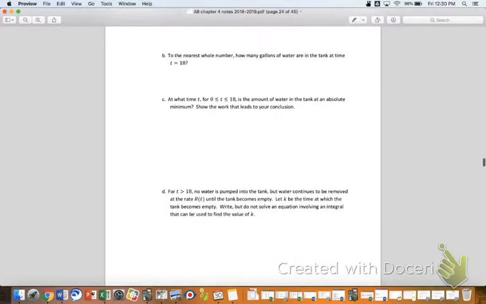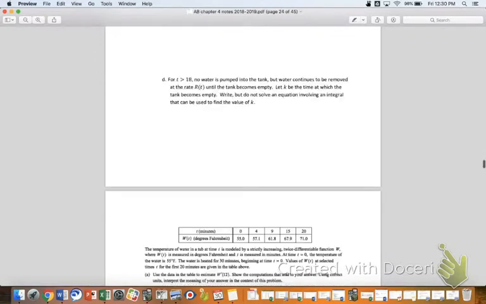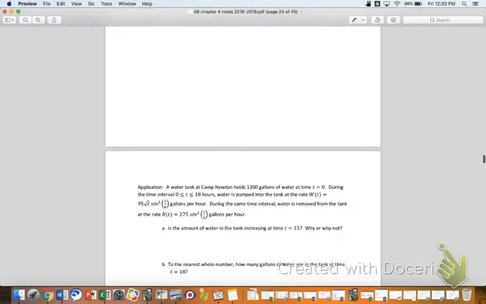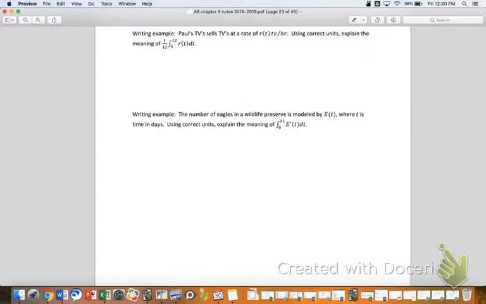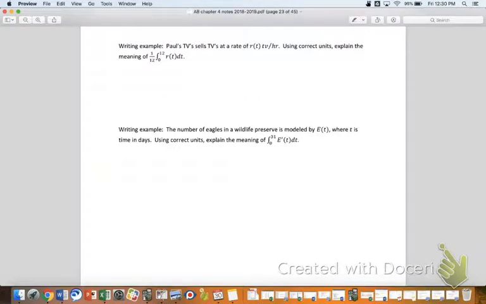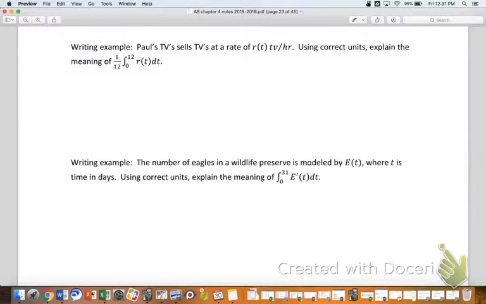Longer than I thought. So we're about 5 or 8 minutes behind where I thought we were going to be. Let me do a little bit of thinking here. Okay, so let's do this real quick. Let's go back here and let's practice doing a little bit of writing. The writing here is simply going to be explaining the meaning of things. We've done this before, but maybe not quite in this context. So the top one, writing example number 1, says Paul's TVs sells TVs at a rate of R of T TVs per hour. Using correct units, explain the meaning of that.